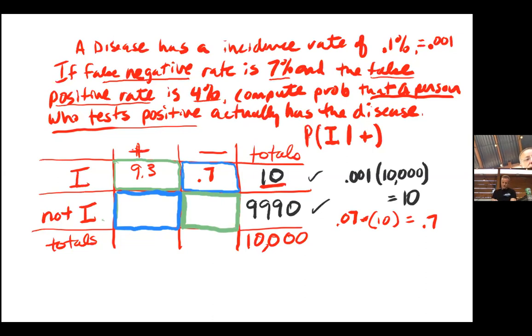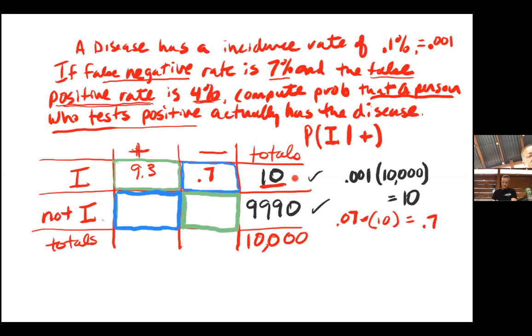Okay. And then the second clue they give us here is that the false positive rate is 4%. Well, false positive would be this other blue box. We tested positive, but we're not infected. Now, the only way I could get a false positive is if I'm someone who doesn't have the disease. And the people who don't have the disease are here.